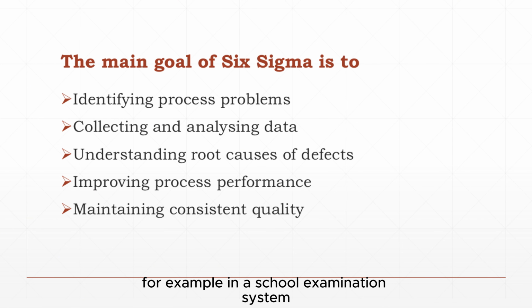Six Sigma focuses on several key steps such as identifying the process problems, collecting and analyzing data, understanding the root cause of defects, improving the process performance, and maintaining consistent quality.